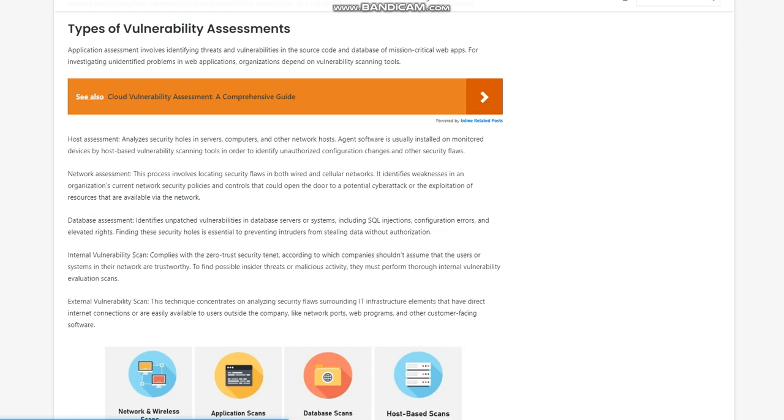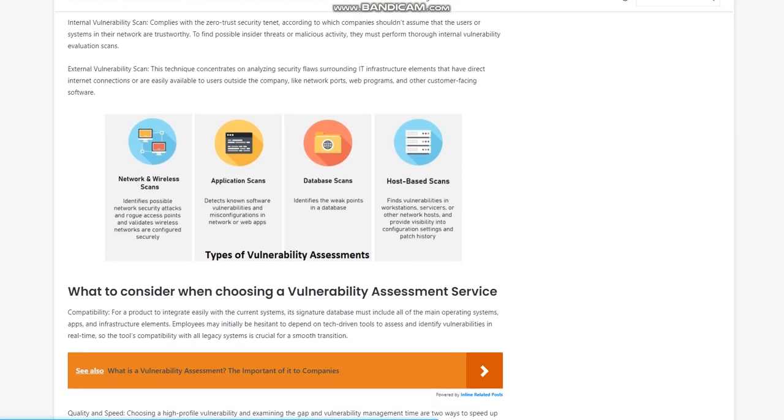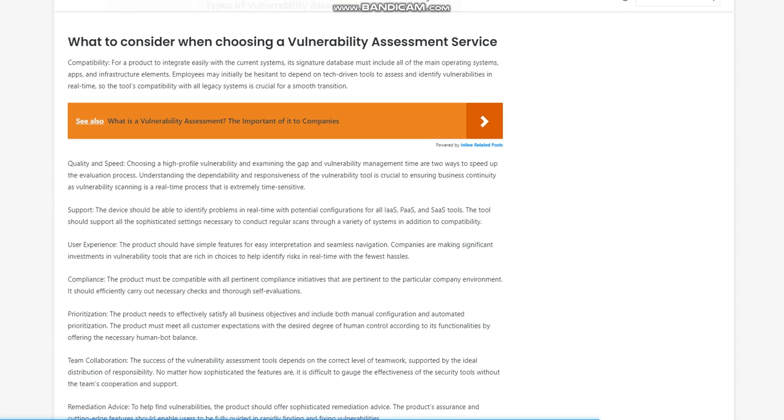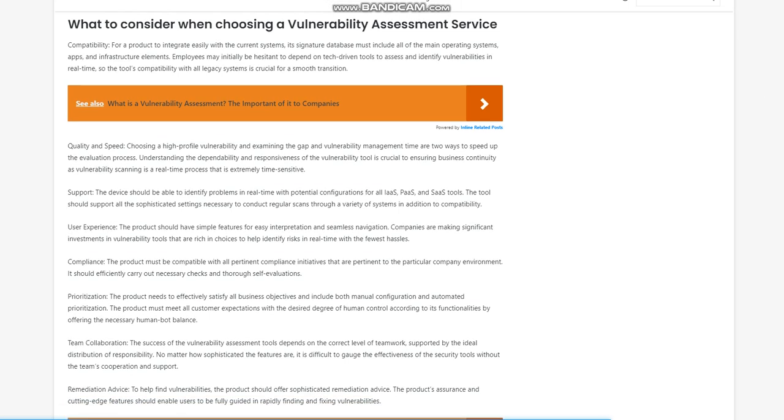External vulnerability scan. This technique concentrates on analyzing security flaws surrounding IT infrastructure elements that have direct internet connections or are easily available to users outside the company, like network ports, web programs, and other customer-facing software. What to consider when choosing a vulnerability assessment service. Compatibility. For a product to integrate easily with the current systems, its signature database must include all of the main operating systems, apps, and infrastructure elements.